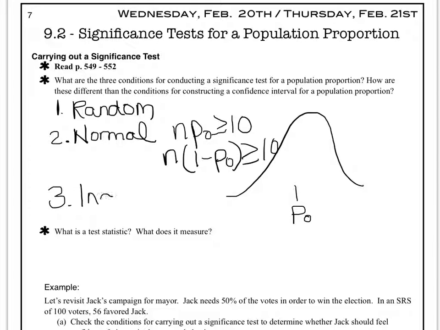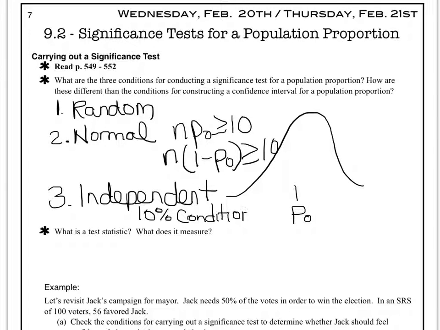The third one, independent. Same thing. The 10% condition still applies for independence. So your sample needs to be less than 1/10 of your population. Once we check our conditions, then we look at our do step.